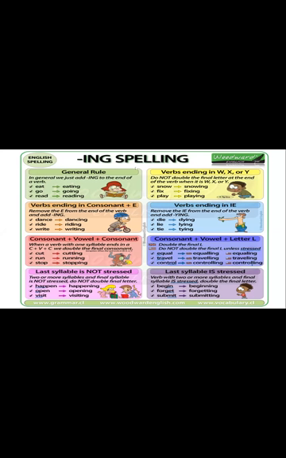El ING. Estamos viendo el present continuous. Y present continuous use the ING form. Tenemos las diferentes reglas de cómo se escribe ese ING. Decíamos que por regla general, we only add ING. Solo se agrega ING en la mayoría de casos. Por ejemplo, eat, eating, go, going, read, reading.